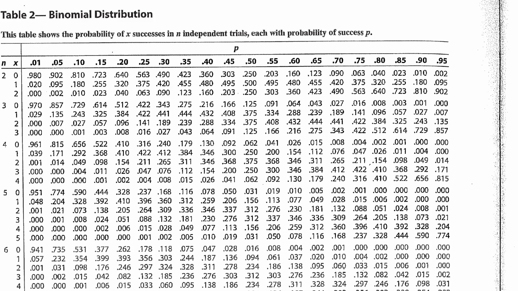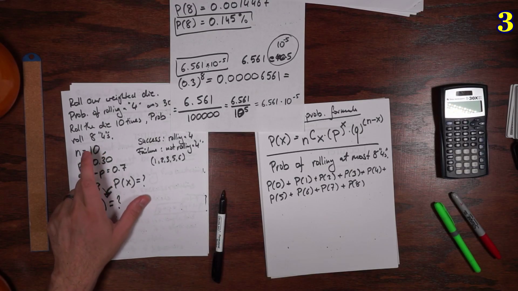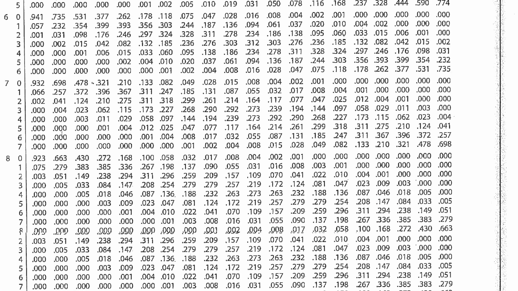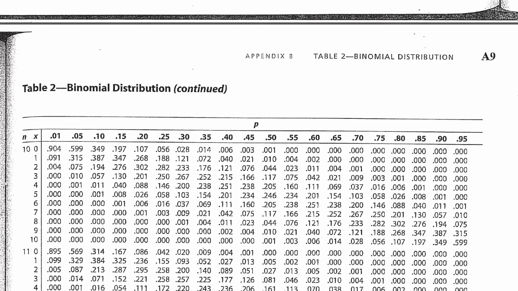So what we have here is a column for n, a column for x, and a column for p. N is the number of trials, x is the number of successes, p is the probability of success in a single trial. So our n is 10, right? Our n was 10 and our p was 30%. So we have to scroll down to 10, which should be right here.